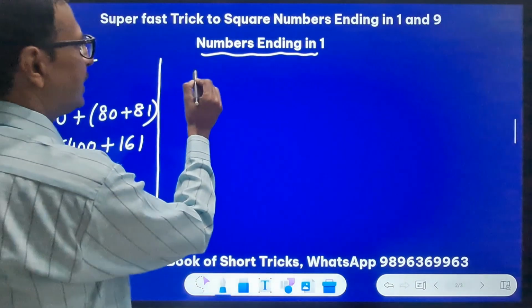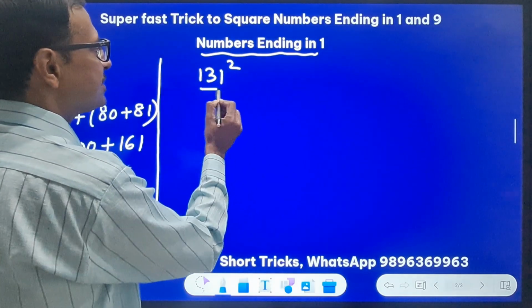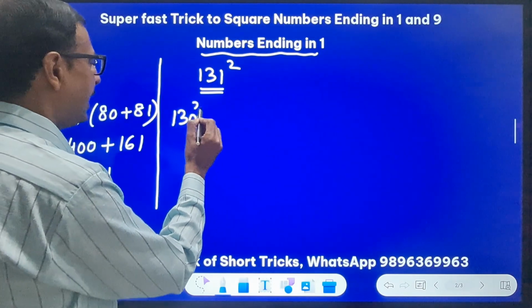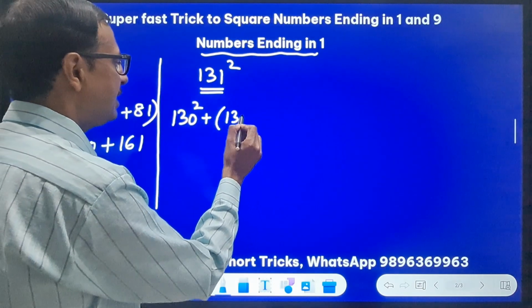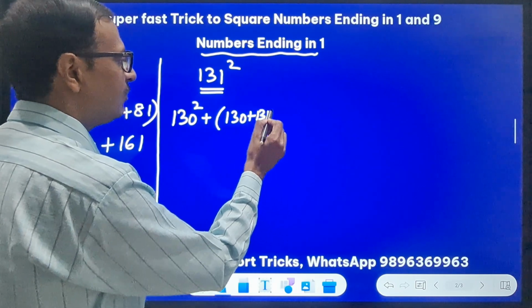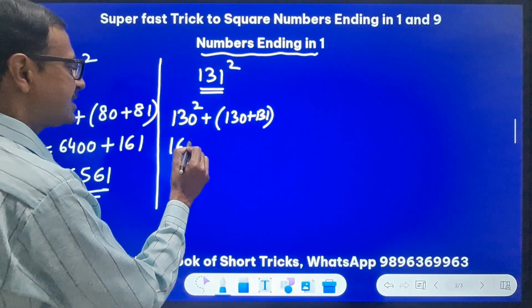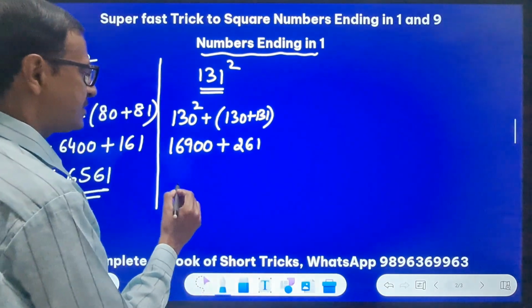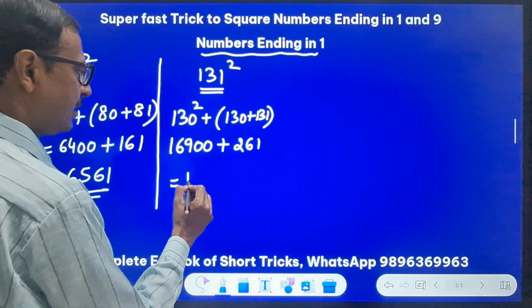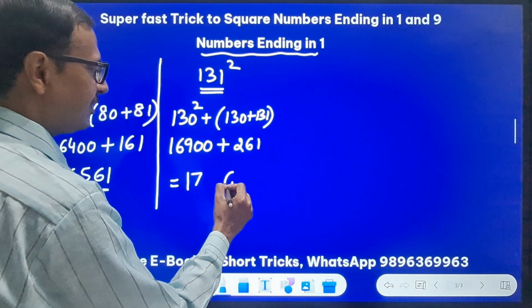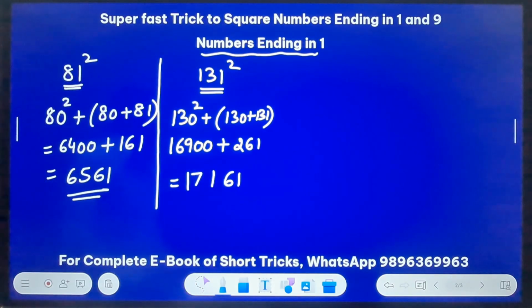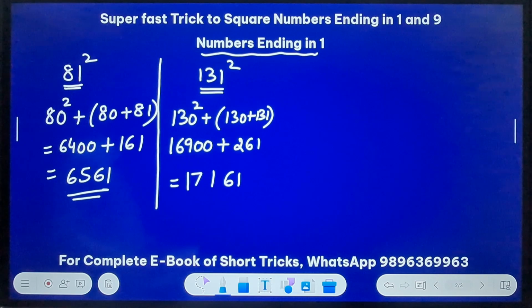Can we take 131 square? Now this is very close to 130, so I'll take a as 130. So 130 square and add what? 130 plus the next number 131. So 13 square is 169, followed by 2 zeros, and add 261 to the result. You get the answer 17. See, 61 will retain its place. 9 plus 2 is 11, so 1 carry, and then you have 17. So 17161 is the square of 131.